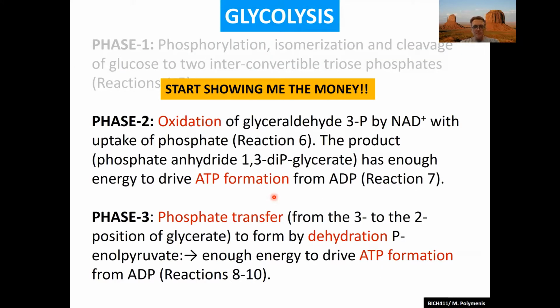So now it starts showing me the money. We invested in phase 1. We spent 2 ATP per molecule of glucose. We haven't gotten anything out yet. So in phase 2, we're going to see how glyceraldehyde 3-phosphate will be oxidized, and the electrons will move on to NAD+ to give you NADH. And the product has a sufficient free energy now to drive actually ATP formation, right?